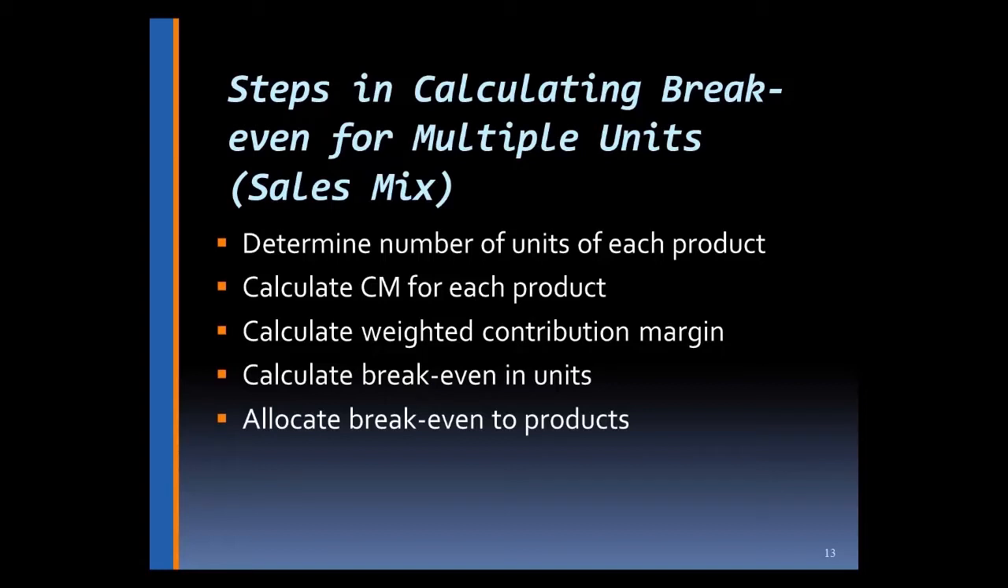We determine the number of units we're projecting to sell of each product. Then we calculate the contribution margin for each product. Then we calculate the weighted contribution margin. We calculate the break-even in total units, and then we allocate those units back to the individual products based on their percentage of sales in units. Now, you probably need to be looking at lecture handout 13-1 as we go forward in this next calculation.